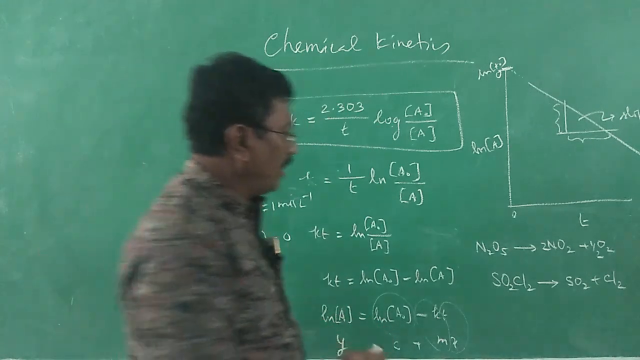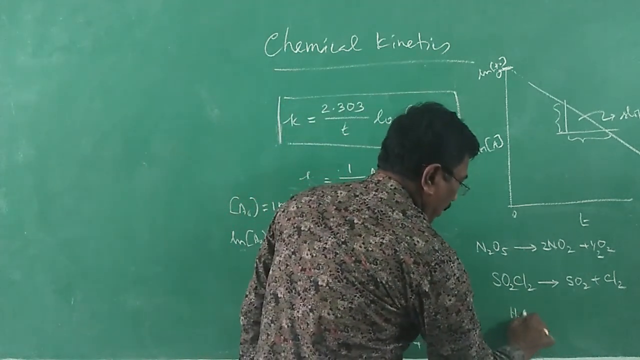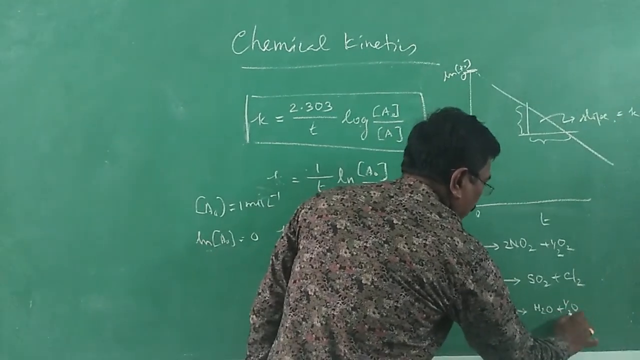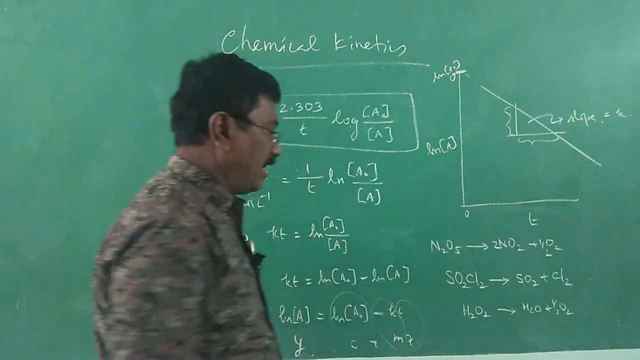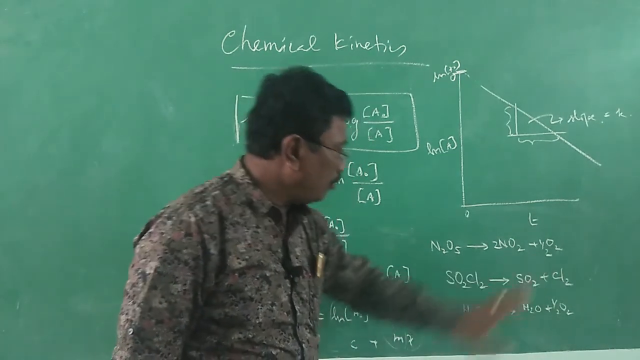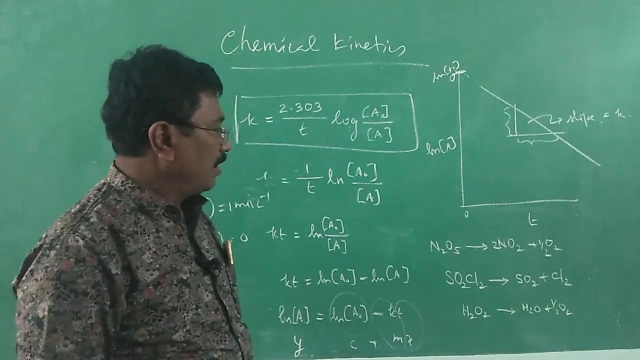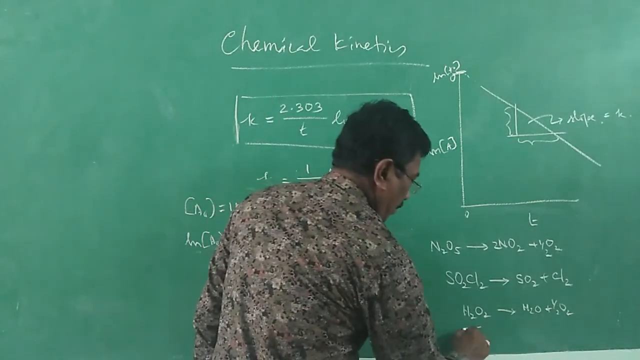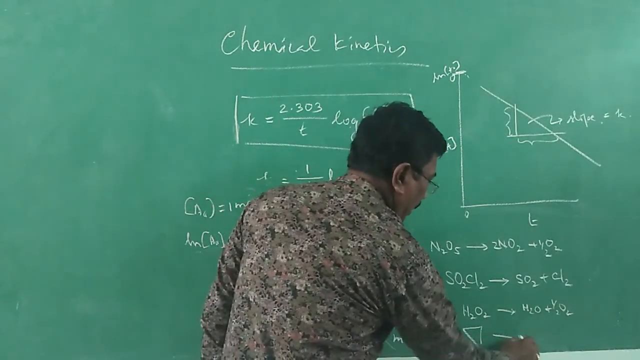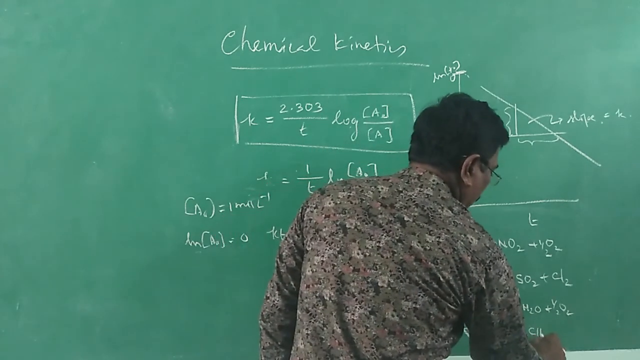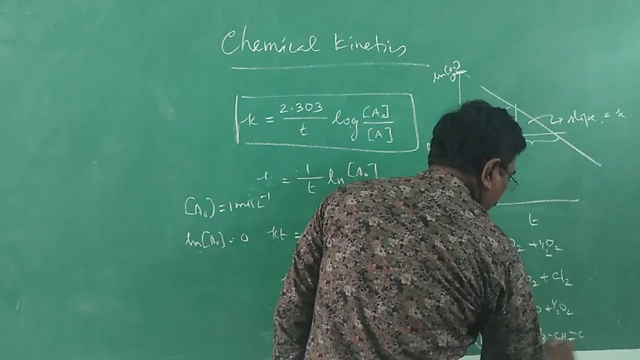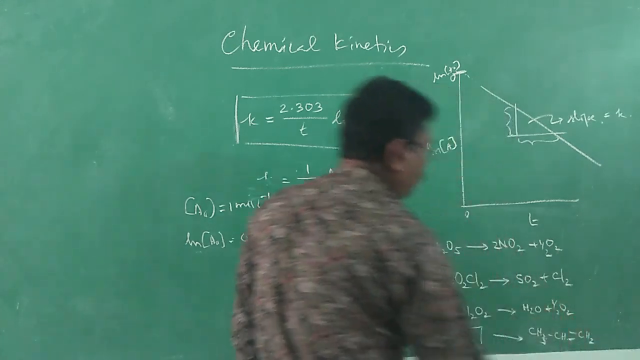And the decomposition of hydrogen peroxide into water and oxygen, H2O and O, can be written as O2. It is also a first order reaction. Decomposition into water and O2. And then the very first we have started with cyclopropane. Cyclopropane, when heated, becomes propene. This is also an example for first order reaction.